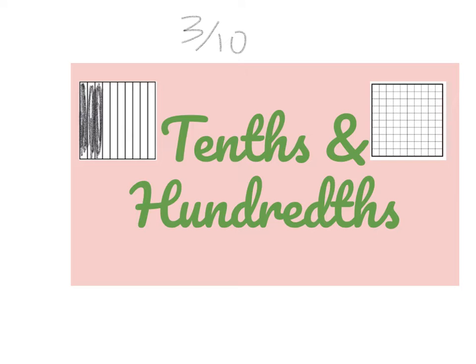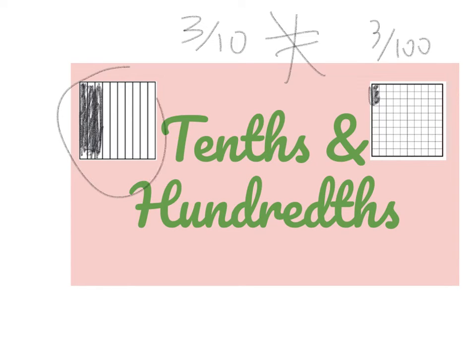Okay? What you don't want to do when you're given 3/10ths and a hundredths chart is to shade in 3 hundredths. 1, 2, 3. This is 3 hundredths. It's not the same as 3/10ths. You can see that, right? 3 hundredths is tiny. 3/10ths is not. It's big. It's almost half of the whole. 3 hundredths is barely anything. Okay?